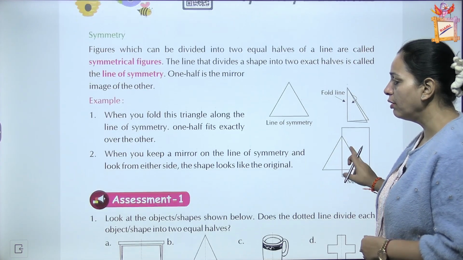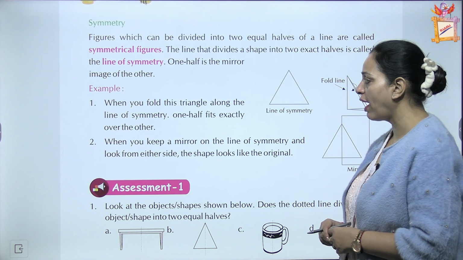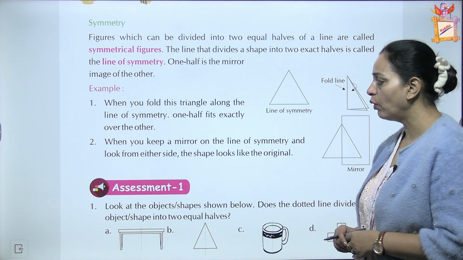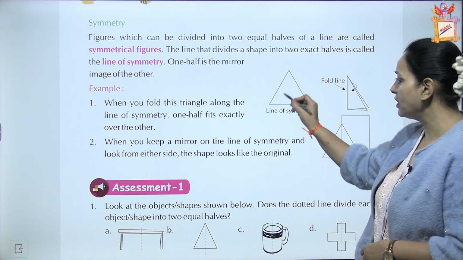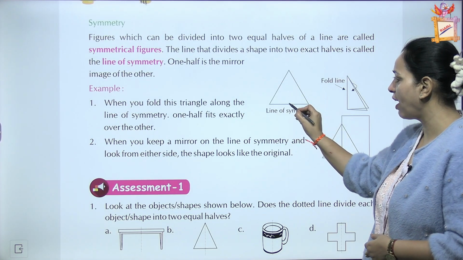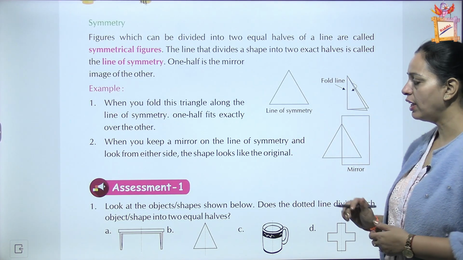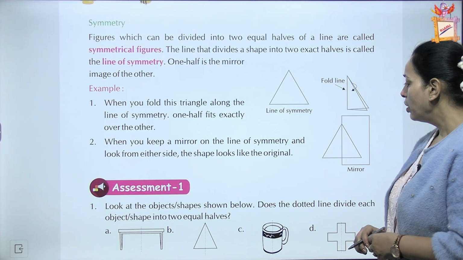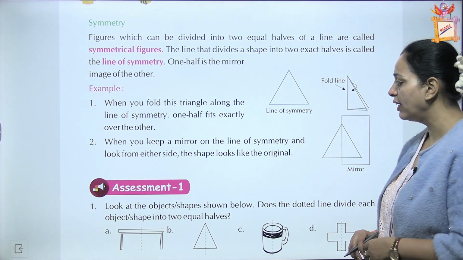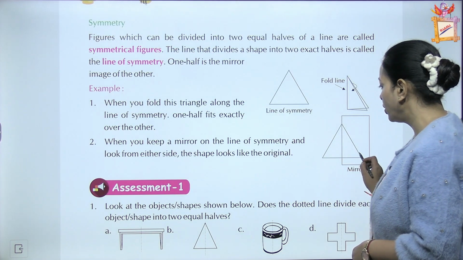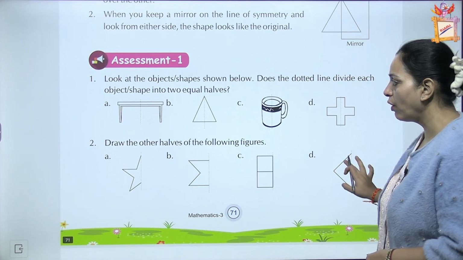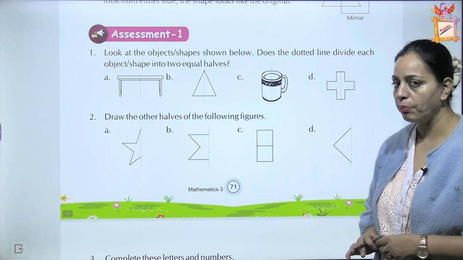See the example here. The first one, when you fold this triangle along the line of symmetry, one half fits exactly over the other. We have this triangle, and when we fold it about this line, we get two equal halves. Now when you keep a mirror on the line of symmetry and look from either side, the shape looks like the original, right?